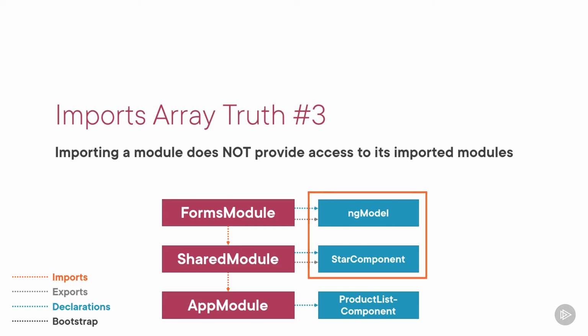But the Forms module exports are not available to the AppModule, so the product list component could not use the NgModel directive. I've heard this rule also stated another way. Imports are not inherited. Note, however, that if the shared module re-exported the Forms module, then the Forms module exports are available to the AppModule, and the product list component could use the NgModel directive.